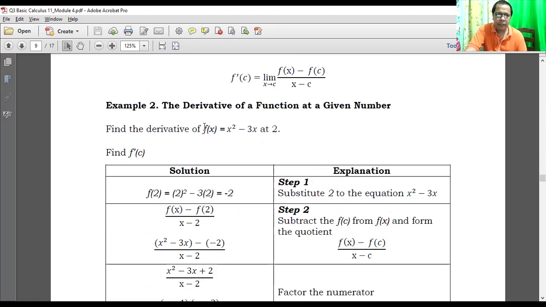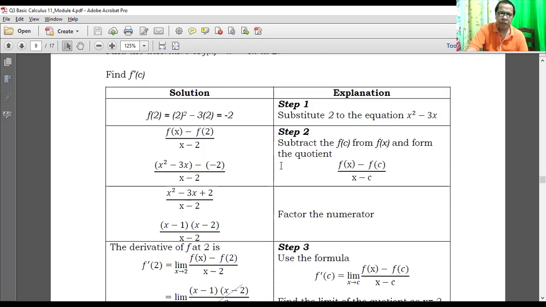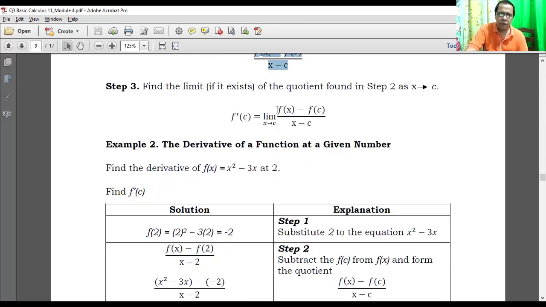Okay, so find the derivative of function of x equal to x squared minus 3x at point 2. At 2, find f prime of c. So first, get function of 2. Just substitute 2 for x. We get negative 2. And then substitute into the equation.